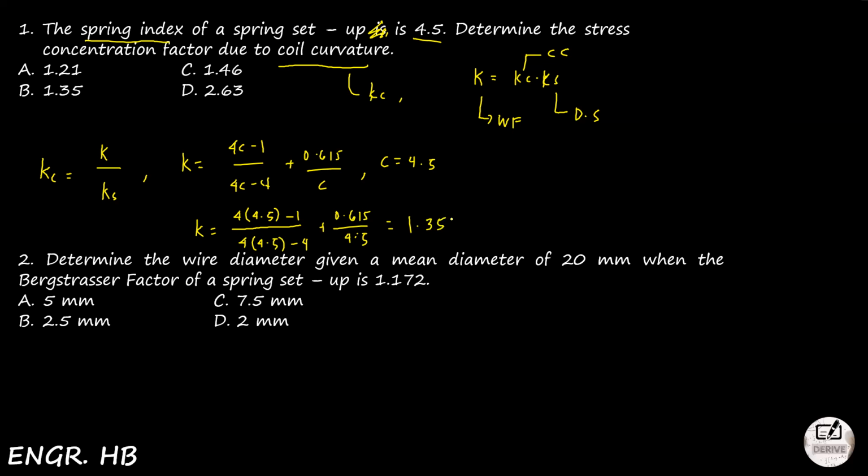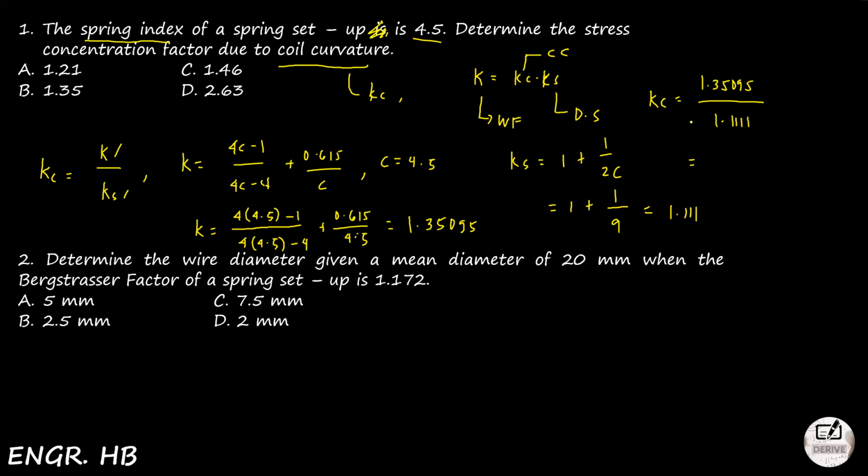But this is not the final answer yet, guys. So may K na tayo at kukunin na lang natin Ks. And we'll know that has a formula of 1 plus 1 over 2C. So parang magiging 1 plus 1 over 9 kasi 2 times 4.5 is 9. So that was 1.11. So we can get the Kc. So that was 1.35095 divided by 1.111. And the answer is 1.215.